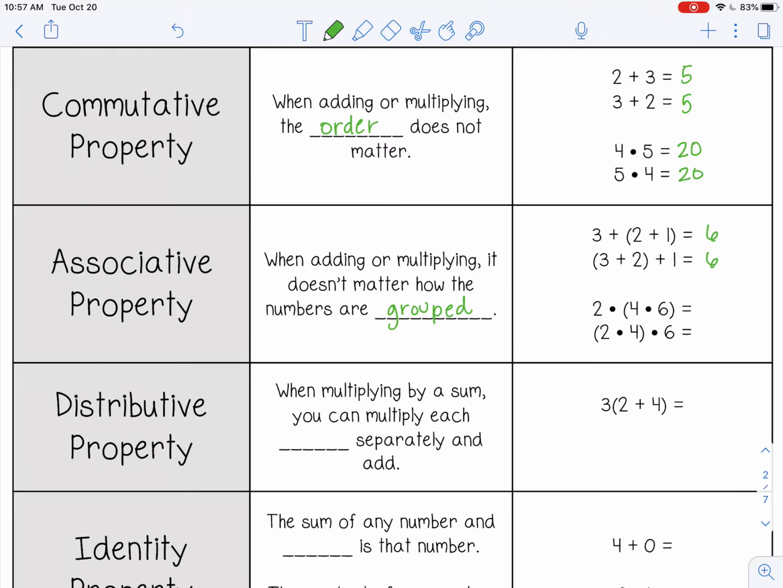And same applies for multiplication. So 2 times 4 times 6, that would be 2 times 24, which is 48. Or 2 times 4, which is 8. 8 times 6, that's still 48.